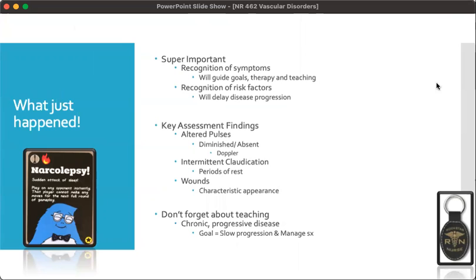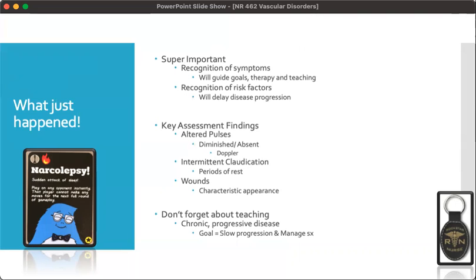So the super important stuff: recognition of symptoms, looking for that tight skin, poor pulses, and those punch wounds, because that's going to guide therapy goals. It's also going to guide our teaching. So we do want to identify exactly what symptoms are going on because we're going to adjust our teaching based on that. If patients don't have wounds, there's no need to do the wound care piece. If they don't have intermittent claudication, we can push for a little bit more of an activity program. Whereas if they do have those things, we do need to be teaching them those particular topics.